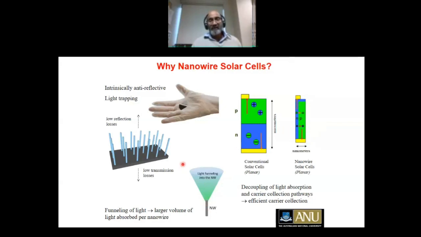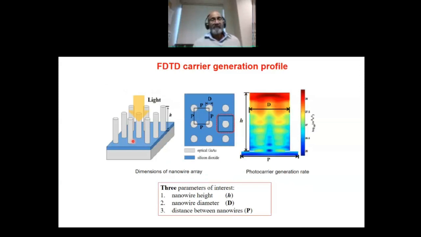But also these nanowires act like light funnels because they have a high refractive index with respect to the air surrounding them. That means light likes to be in the high refractive index medium. They also have low reflection losses, so you don't need to put on any anti-reflection coatings or anything. So again, we've done a lot of simulations. This is essentially electromagnetic finite-difference time-domain simulations of the carrier generation profile.